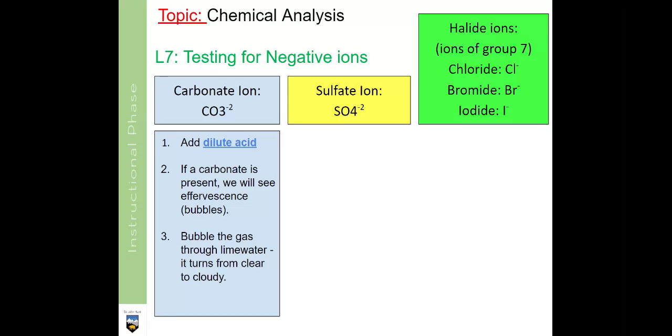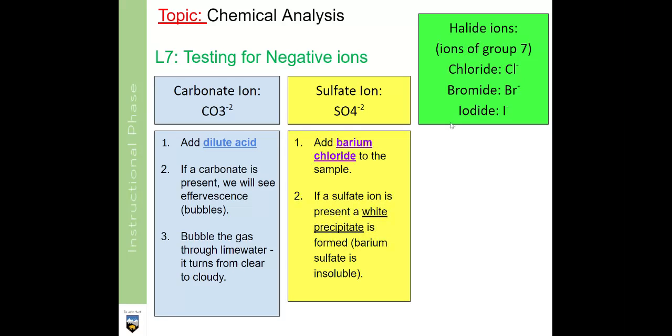Now, for a sulfate ion, you use barium chloride to test the sample. Now, if a sulfate ion is present, it reacts with the barium and you get barium sulfate, which is a white precipitate. So a sulfate ion will produce a white precipitate when barium chloride is added, because it forms barium sulfate, which is an insoluble solid. Again, a precipitate reaction. So as you can see in the image, we've got our solution, our unknown sample, we're adding barium chloride and it turns white. Therefore, it must contain sulfate ions.